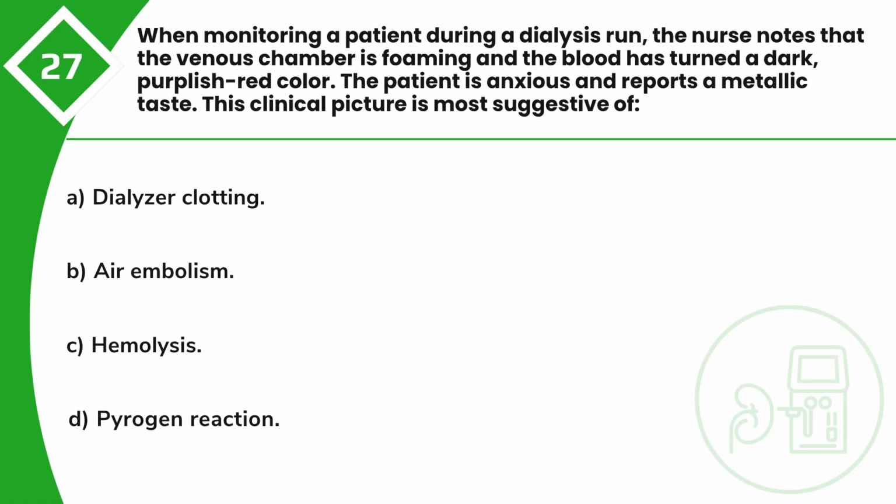Question 27. When monitoring a patient during a dialysis run, the nurse notes that the venous chamber is foaming and the blood has turned a dark, purplish-red color. The patient is anxious and reports a metallic taste. This clinical picture is most suggestive of A. Dialyzer clotting. B. Air embolism. C. Hemolysis. D. Pyrogen reaction.